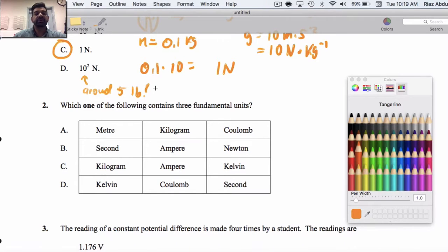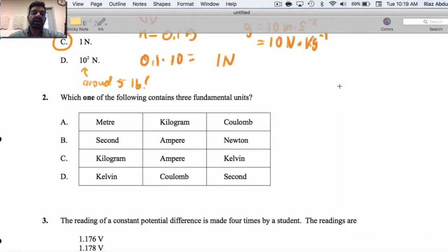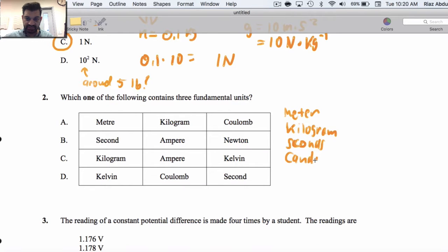Which one of the following contains 3 fundamental units? Let's review our fundamental units. So, we have meters, kilograms, seconds, candela, Kelvin, ampere, I'm missing one more, and mole.